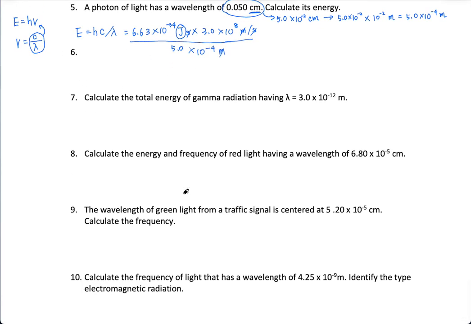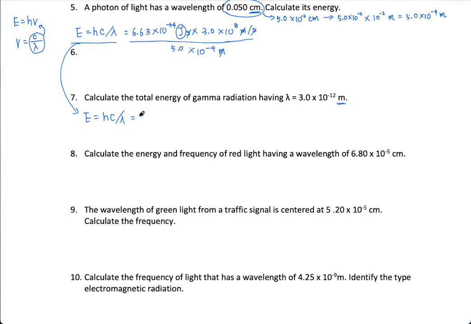Calculate the total energy of the gamma radiation having the wavelength 3.0 times 10 to the negative second power meter. That's good, they give the unit as meters, so this will be the wavelength. Then we need to calculate energy, but we don't have the frequency. That's why we use the same equation. If we had a frequency, we would just use h times v, but we don't have the frequency, so we have to calculate that. So hc divided by lambda.